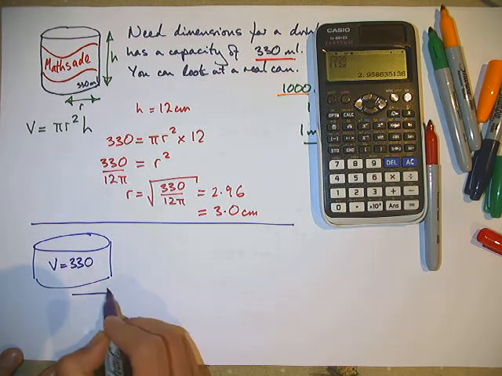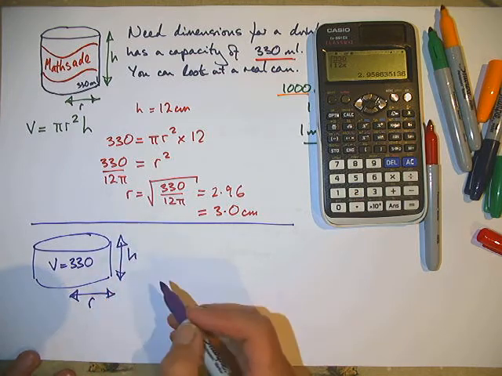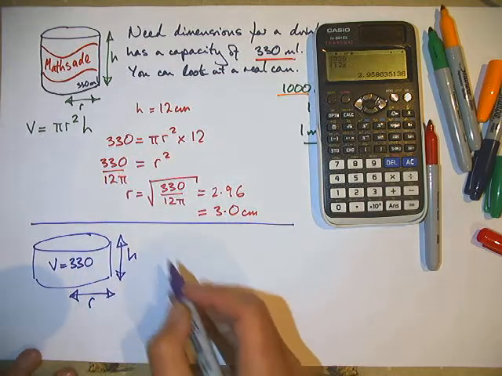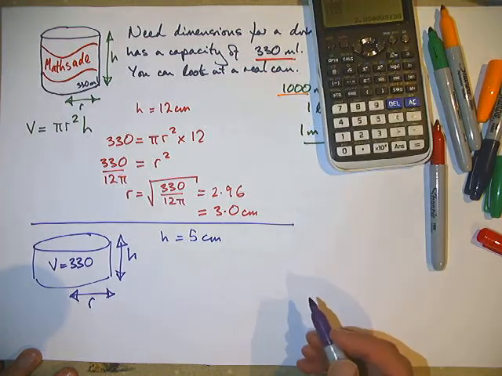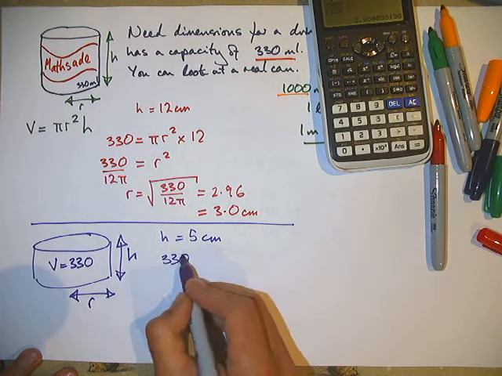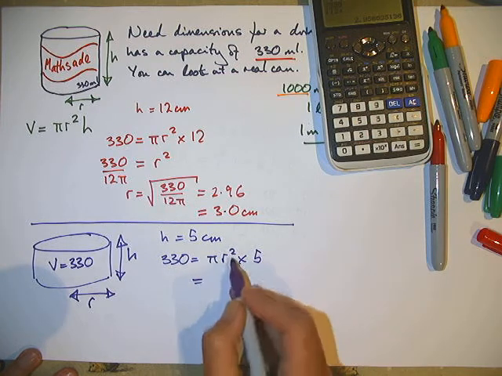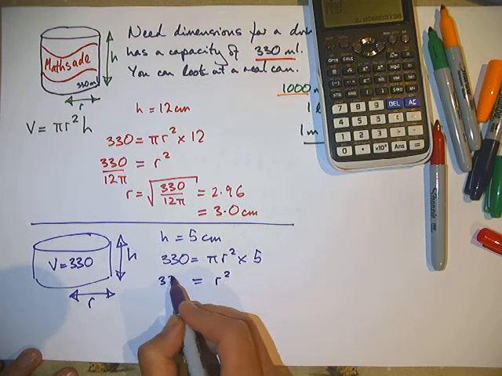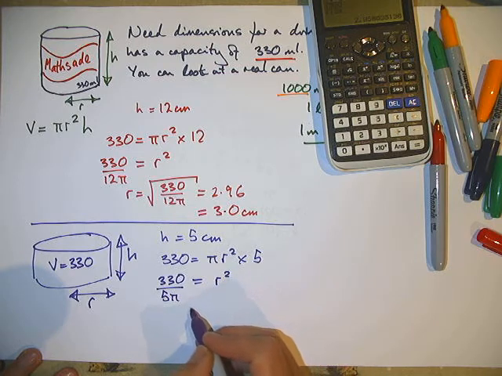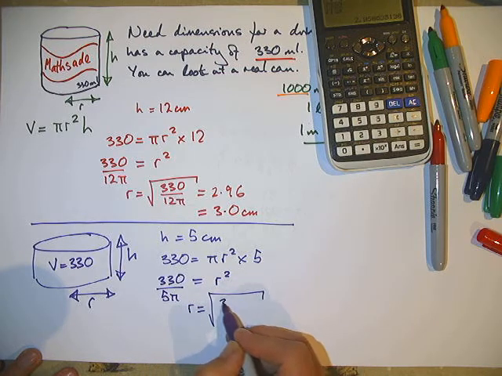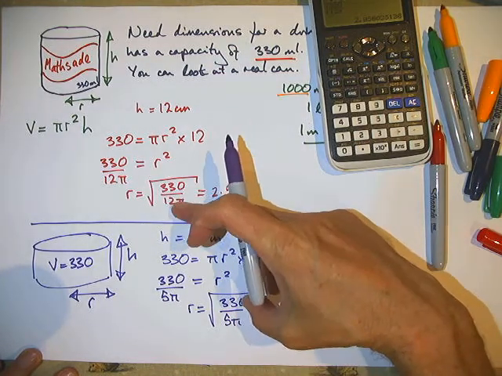They're asking you to think of any pairs for those. Okay, that was a height of 12. Let's say randomly in the exam you thought 5 centimeters was a good height for a drinks can. So we've got 330 is pi r squared times 5. R squared is 330 over 5 pi. So we're dividing by the 5, dividing by the pi. R is the square root of 330 over 5 pi. Oh look, it's virtually the same as that, isn't it? I've just changed the 12 for a 5.